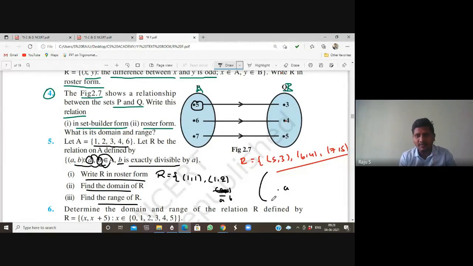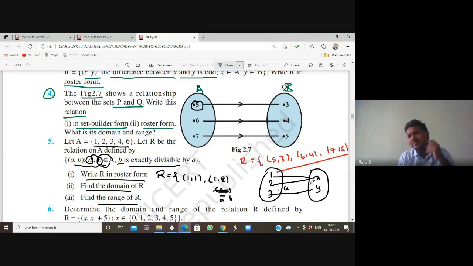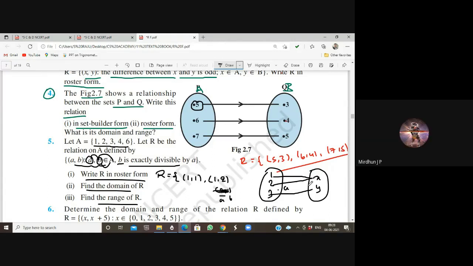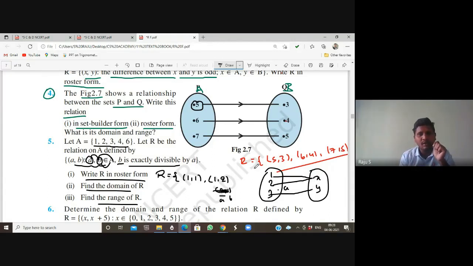For example, if I take here 1, 2, 3, and here x, y. 1 is mapping to x, 2 is mapping to x, 3 is mapping to y. Is it a function? Yes, sir. It is a function. Two students go to the X classroom, the third student goes to the Y classroom. That is possible. It is a function. But is it one-one?